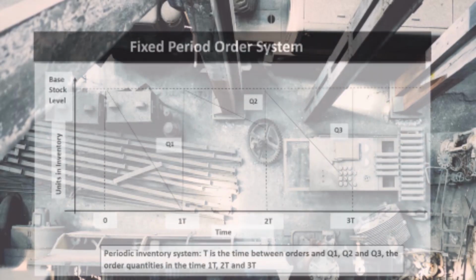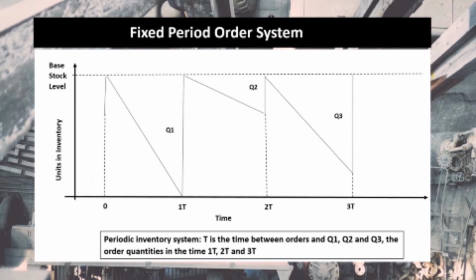Now, when we look at the diagram in order to understand the fixed period order system, you can see that the interval of placing the order is fixed and constant. So the first cycle is of period T, the second is also T, and the third is also T. If the time interval is 30 days, then every time you are ordering some quantity in 30 days only.